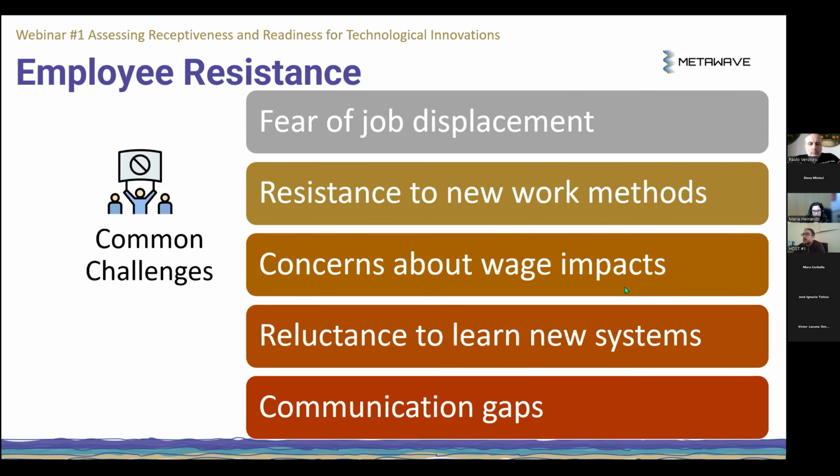In terms of the employee resistance, there are some, of course, common fears regarding of job displacement. We also have this feeling with the recent AI developments where people are afraid of losing their job due to a new methodology or a new tool that is being introduced within their work environment. There are also concerns regarding the wage impacts. And of course, there is also the age gap, which is also associated with the reluctance to learn new systems and technologies within the line of field.